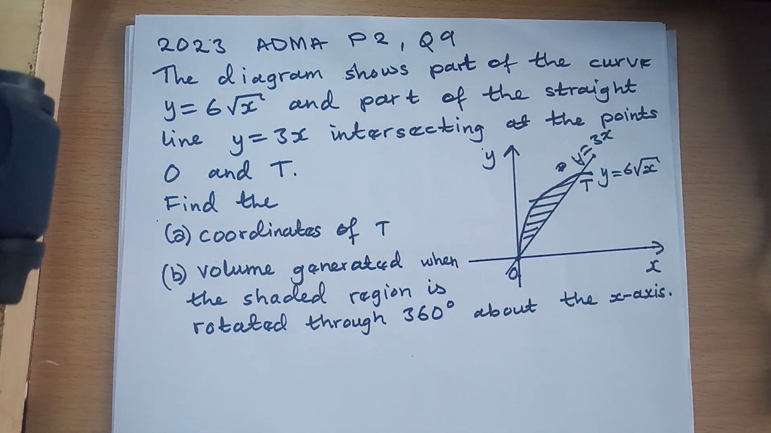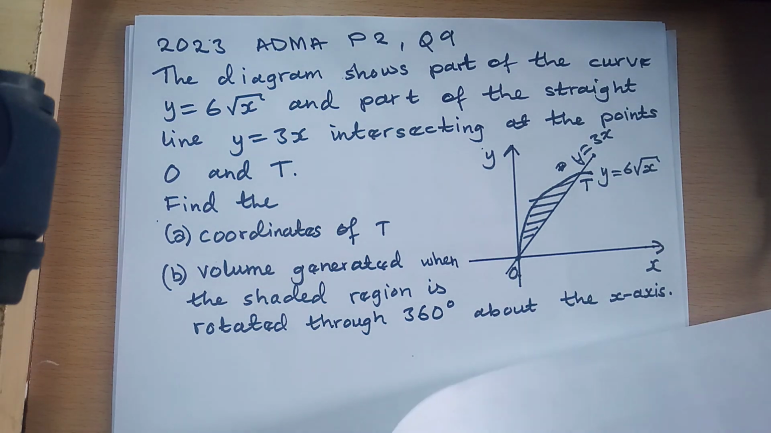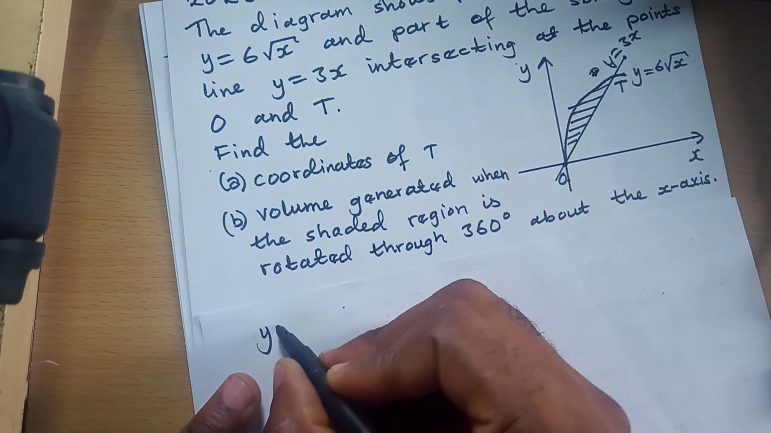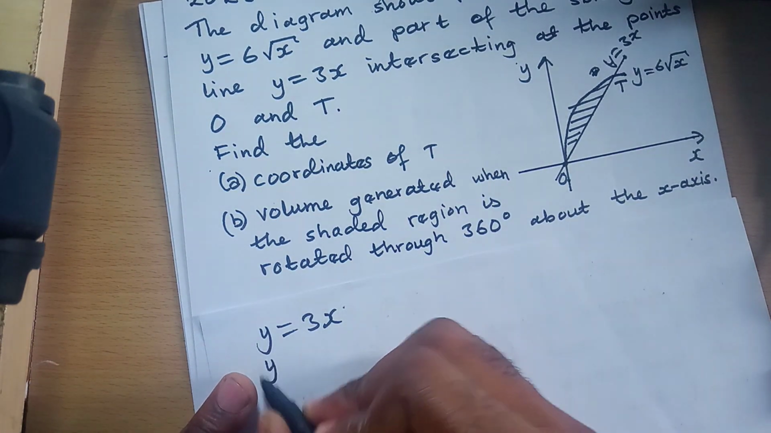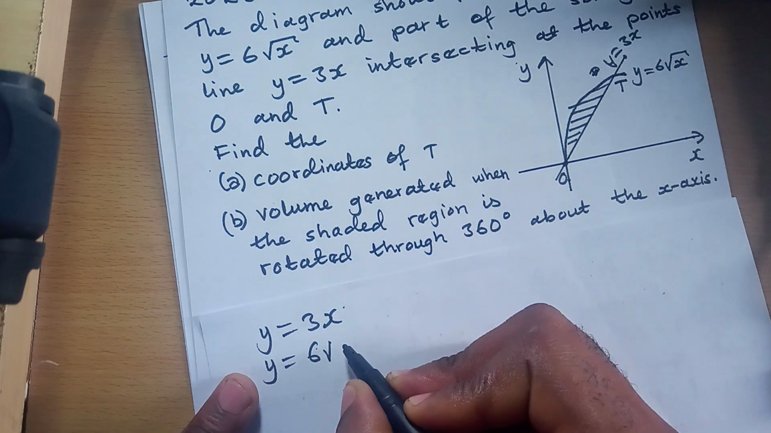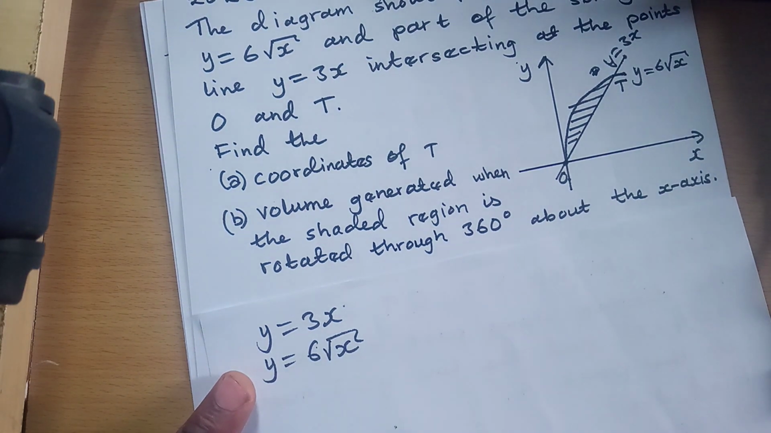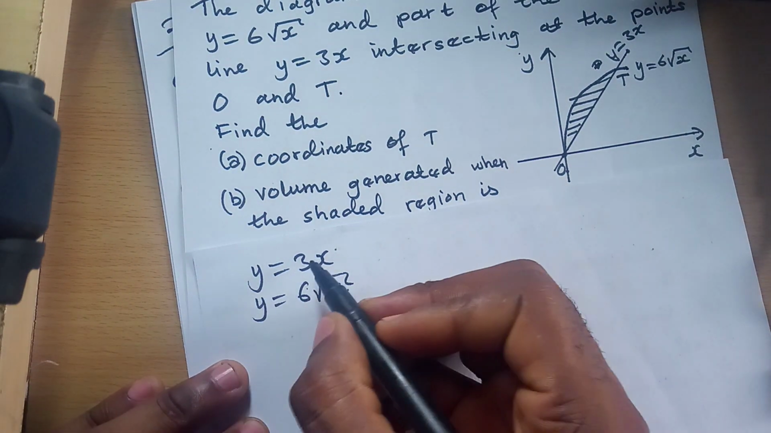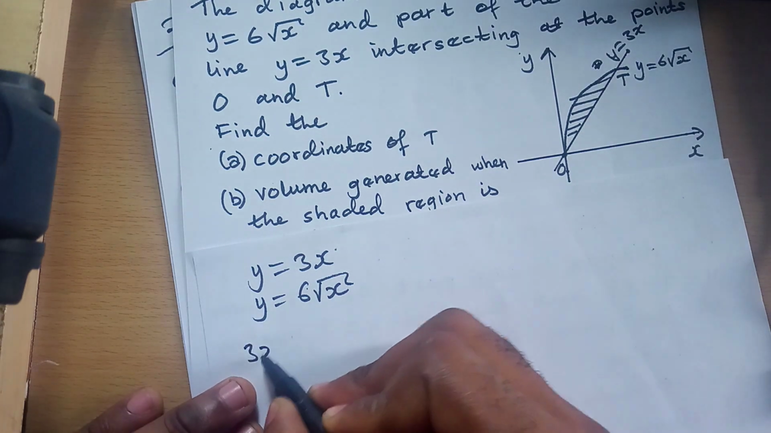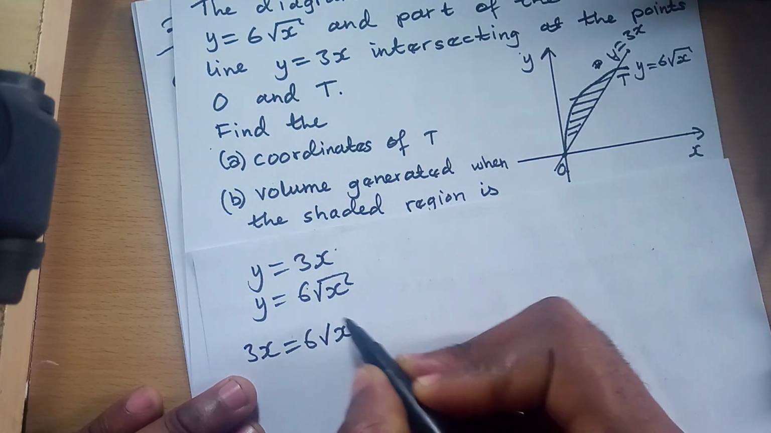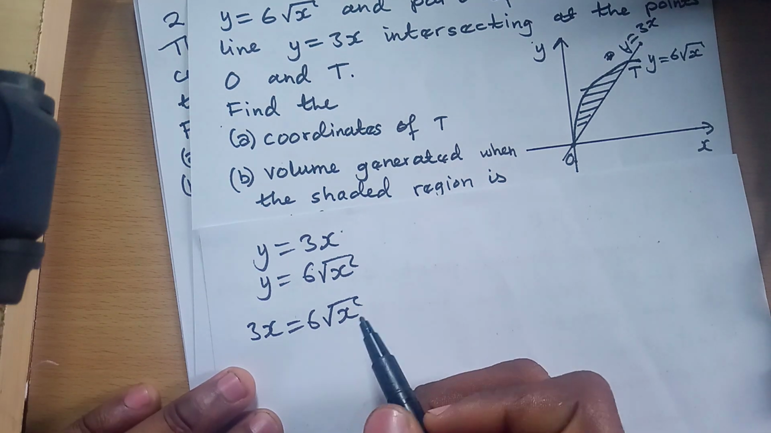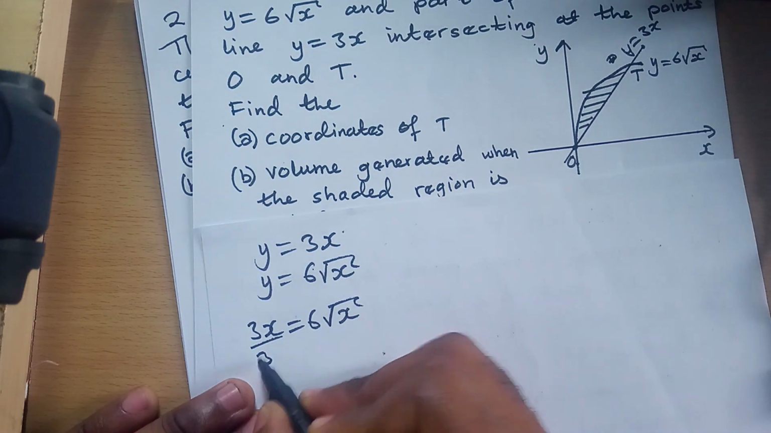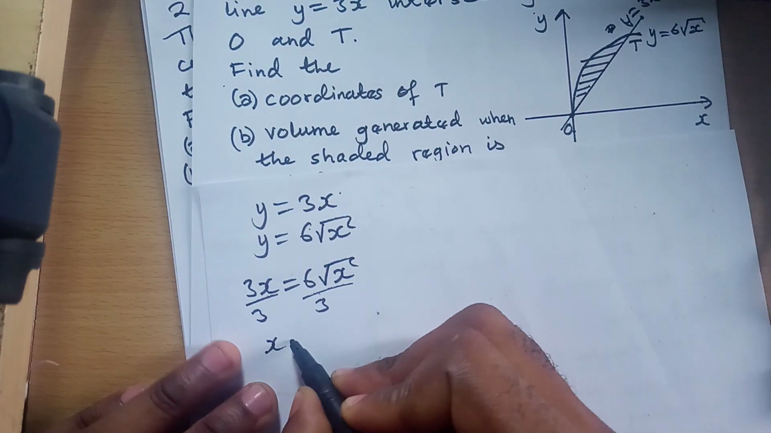So to find the coordinates of T, you can simply solve these two equations simultaneously: y is equal to 3x and y is equal to 6 root x. You can use substitution, you can use elimination. I'll use substitution. So I'll substitute this in there so that you have 3x is equal to 6 root x. And then at this point, I will square both sides. Maybe before I square, I can divide through by 3 so that I reduce my numbers.